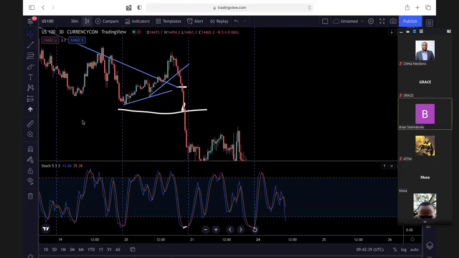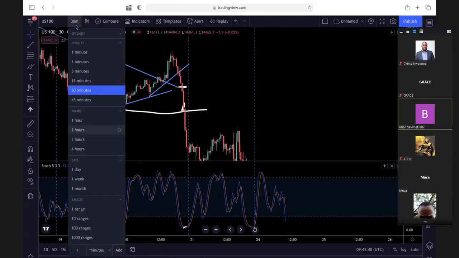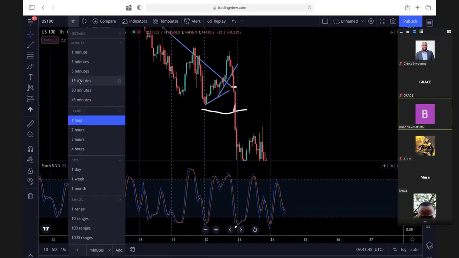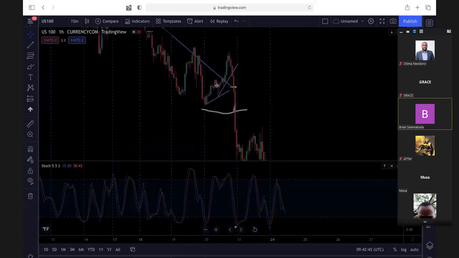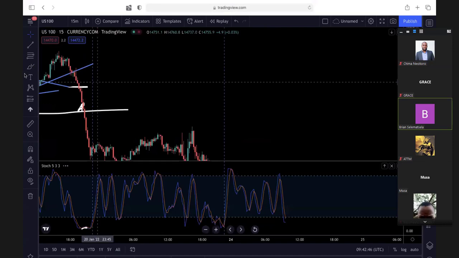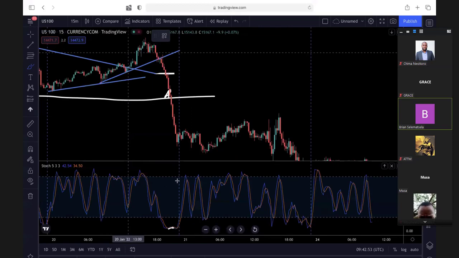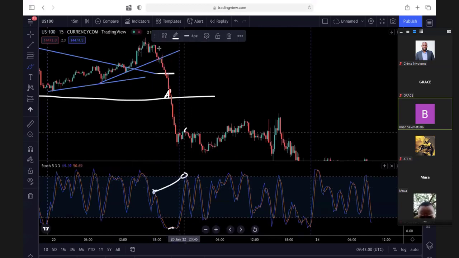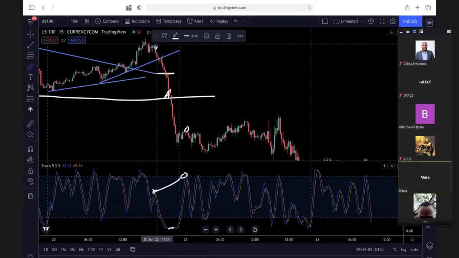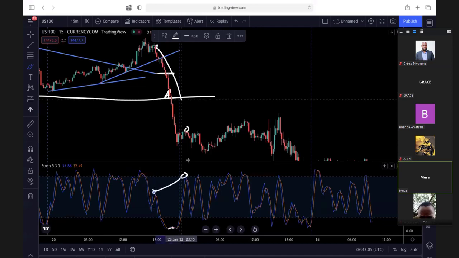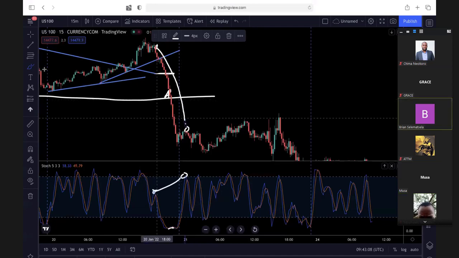Let's check 1 hour from here. 15 minutes. The first divergence from that trade was from this point to that point. From this point to that point. And you will take a sell there.